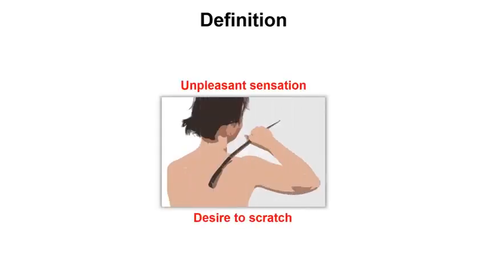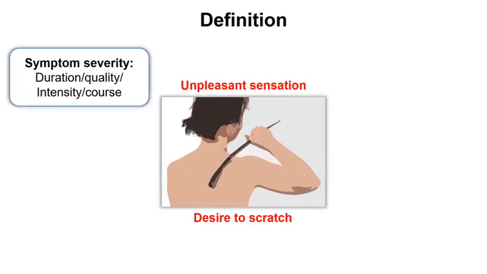So, unpleasant sensation, what can we say about that? Okay, we have the symptom severity, and severity is a combination of the duration and the quality of the symptom. It's sometimes not only pruritus, it's a mixture with burning and stinging. We have the intensity, and we will see later how we can assess that. And we have the course. Sometimes it's in attacks, sometimes it's continuous.